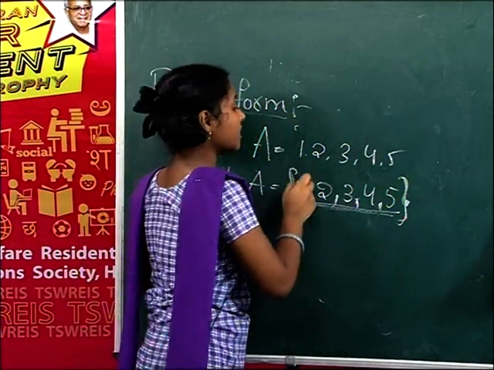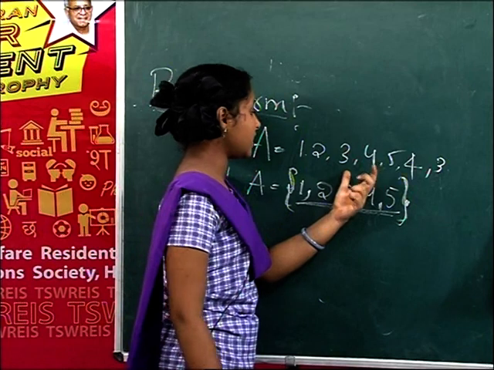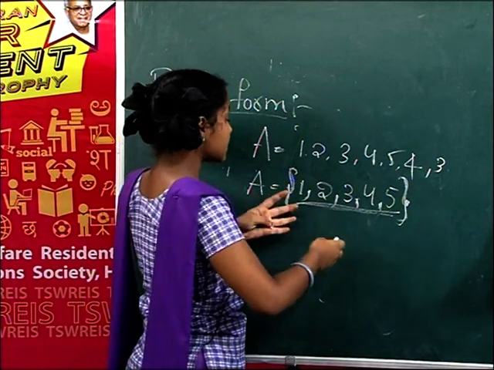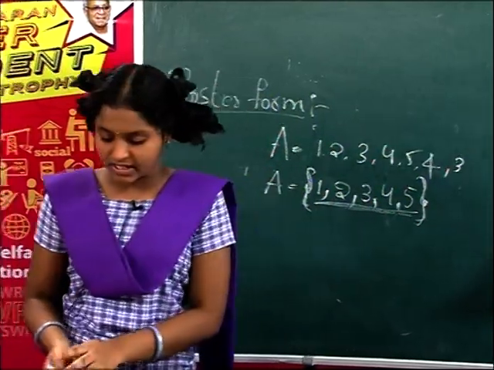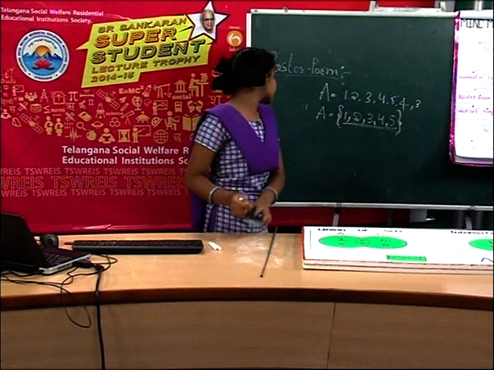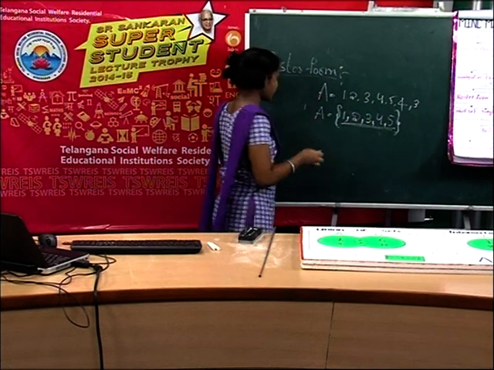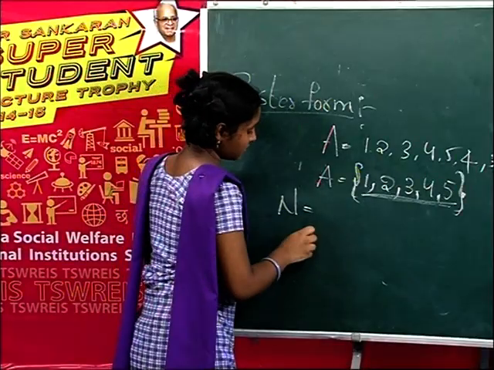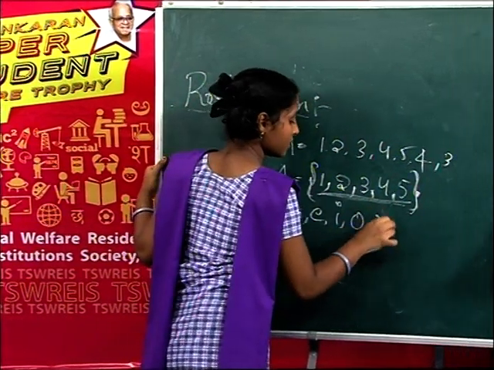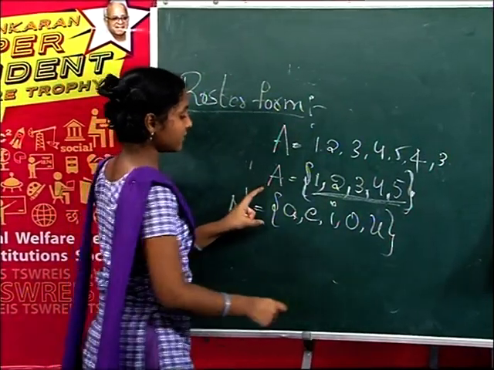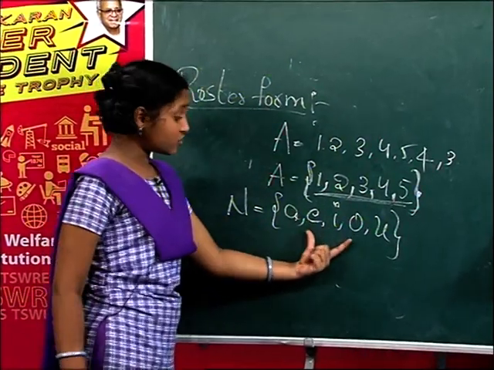We cannot write, if there is a set with 4, 3 again, where we got 3 and 4 twice. If we write this as a set, we have to write each only one time. The numbers should not be repeated. Please note this. This is the crucial thing. And next, we can write the roster form for vowels: A, E, I, O, U. Definitely we have to close this by curly brackets, and we should use commas.